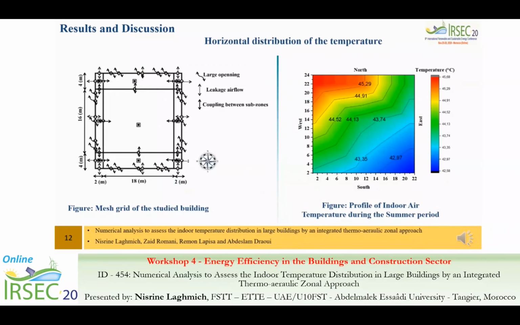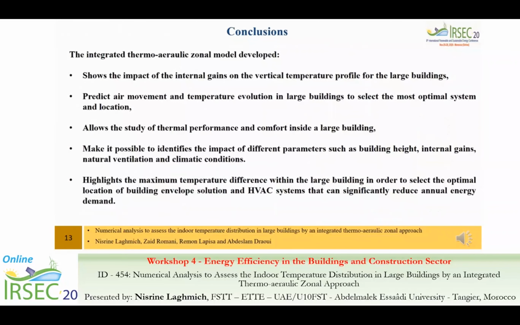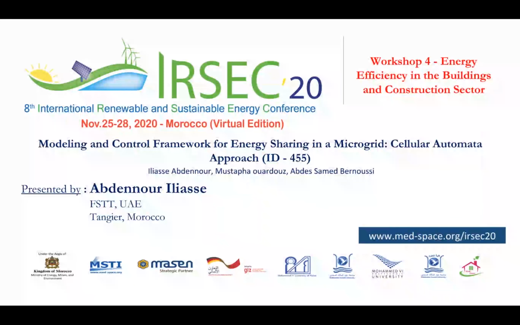The total temperature distribution, in combination with natural night ventilation and internal gains, has been evaluated. The maximum temperature difference between the opposite subzones is about 3 degrees Celsius. It can be noted that the natural night ventilation is not sufficient to ensure acceptable indoor thermal conditions. To sum up what I've just said, the advantages of the integrated thermoaerotic zonal model developed in this study are shown in this slide in 5 points.